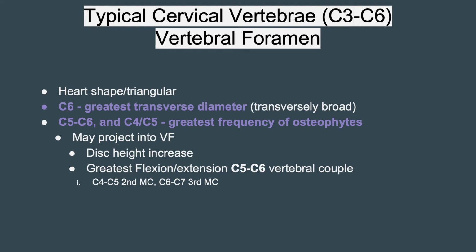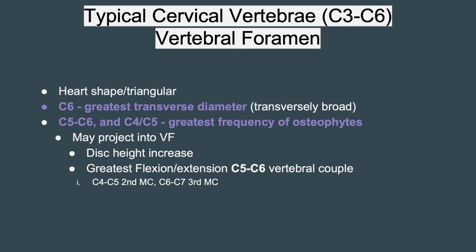C5 and C6 and C4 and C5 are going to be where the greatest frequency of osteophytes occur. So remember, osteophytes are that accessory bone formation and they're little bony spurs. So they might be completely asymptomatic, or they might be in a part of the vertebral foramen that could have some neurological consequences. If those osteophytes are projecting into the vertebral foramen or into the intervertebral foramen, we're going to have a bit of a problem if it starts impinging on nerve roots.